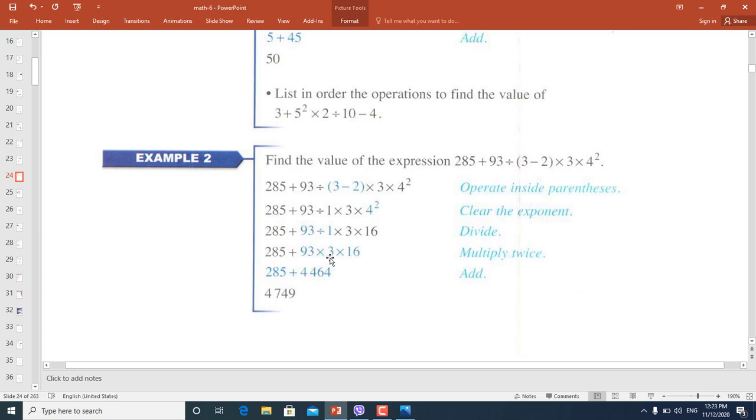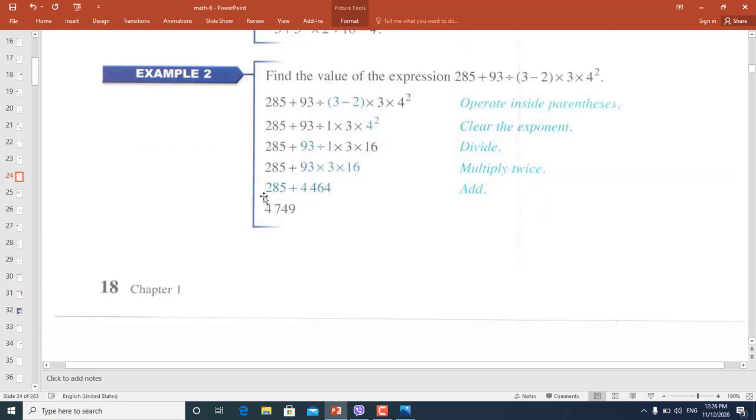We can say 3 times 93, it is 279. We will multiply with 16, it's 4464. After that, from the last step we have these two numbers, we will add them together, and we get 4749.